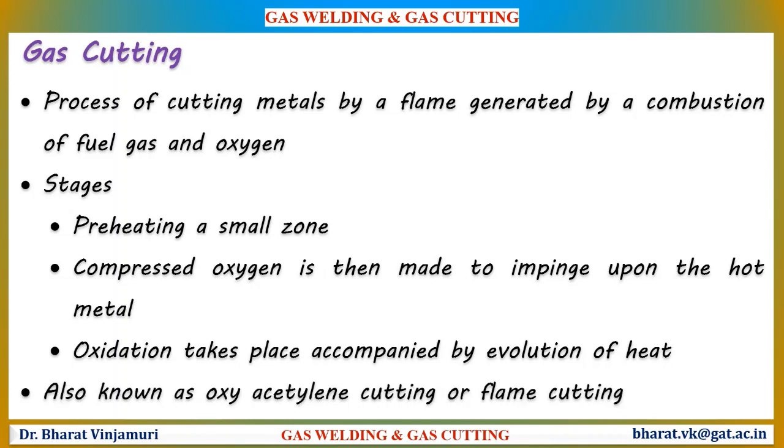Many fuel gases like acetylene, propylene and propane are used in gas cutting process. Acetylene gas is most commonly used as it produces the highest flame temperature of around 3160 degrees Celsius, and thus the process is commonly known as Oxy-Acetylene cutting process.